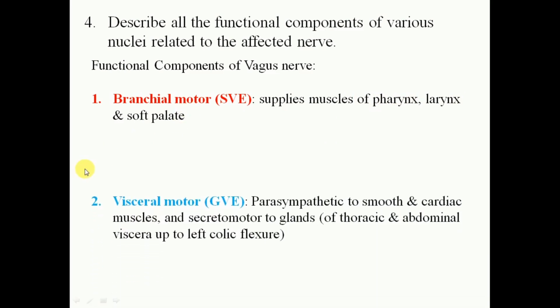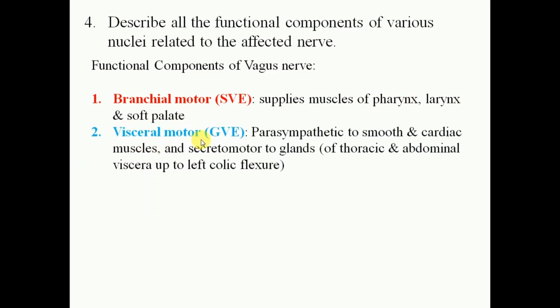Second is the visceral motor, GVE, that is general visceral efferent. This component is parasympathetic: parasympathetic supply to the smooth and cardiac muscles, and secretomotor to the glands of thoracic and abdominal viscera up to the left colic flexure. So this will include a parasympathetic ganglion, with preganglionic and postganglionic fibers.